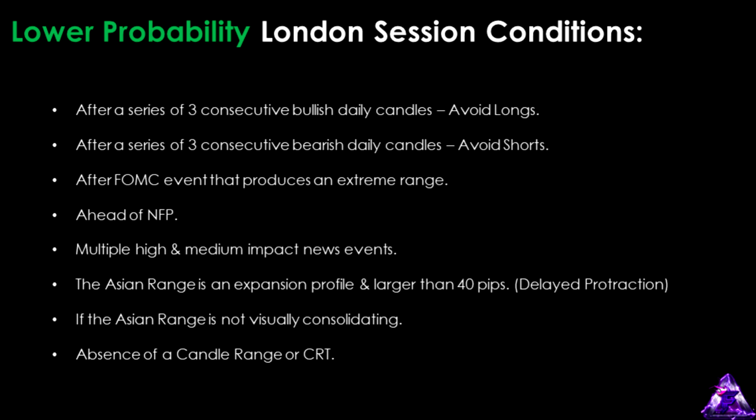The third one is after an extreme FOMC event. When the FOMC causes an extreme range, the market often consolidates afterward to digest the move. During these conditions, price action can become choppy and unpredictable, making it a low probability environment.